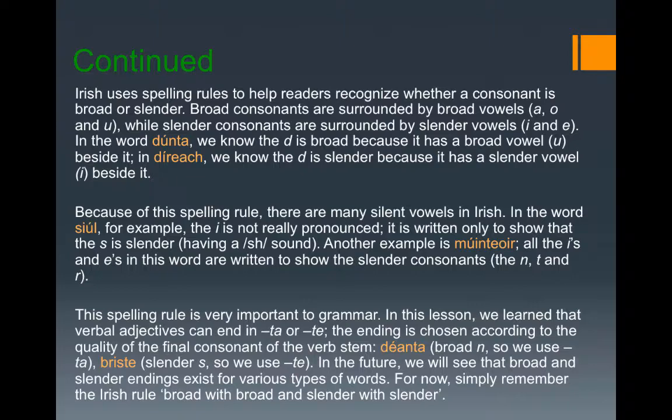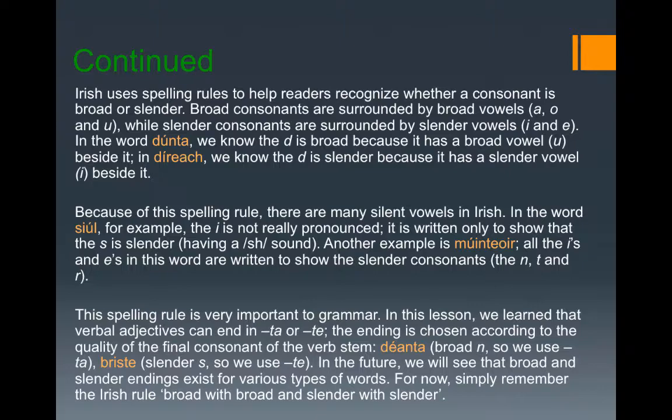Irish uses spelling rules to help readers recognize when a consonant is broad or slender. Broad consonants are surrounded by broad vowels, A, O, and U, while slender consonants are surrounded by slender vowels, I and E. In the word dunta, we know the D is broad because it has a broad vowel U beside it. In direct, we know that the D is slender because it has a slender vowel beside it.